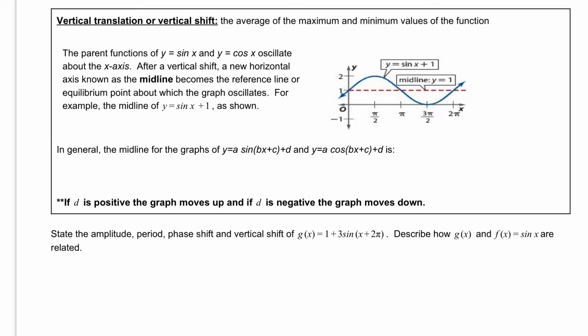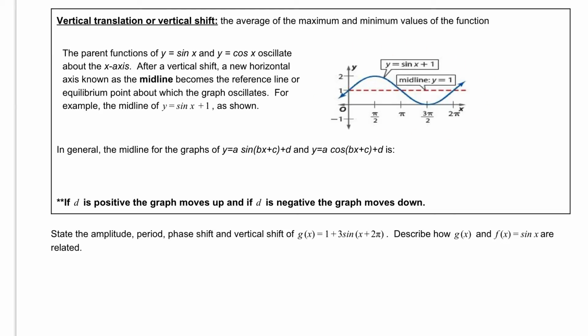In example 6, we're talking about vertical translations or vertical shift, which is the average of the maximum and minimum values of the function. The parent functions of y equals sine x and y equals cosine x oscillate about the x-axis. After a vertical shift, a new horizontal axis known as the midline becomes the reference line or equilibrium point for which the graph oscillates. For example, the midline of y equals sine x plus 1 is shown over to the right.